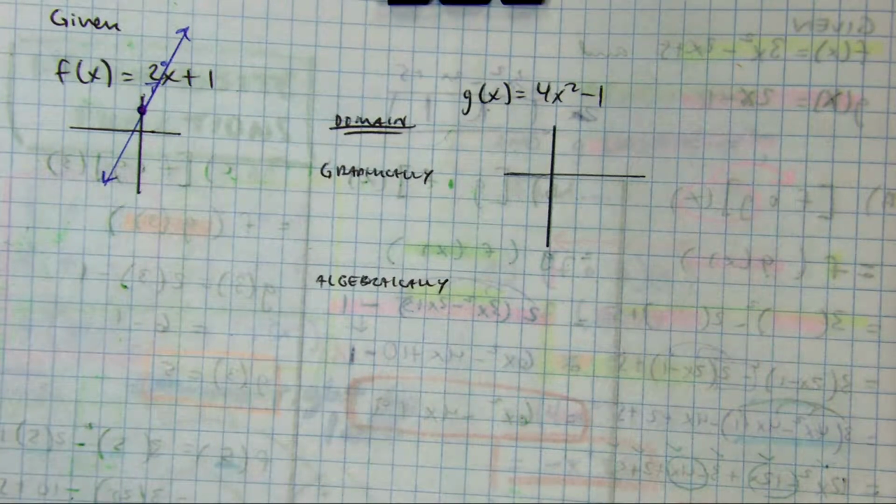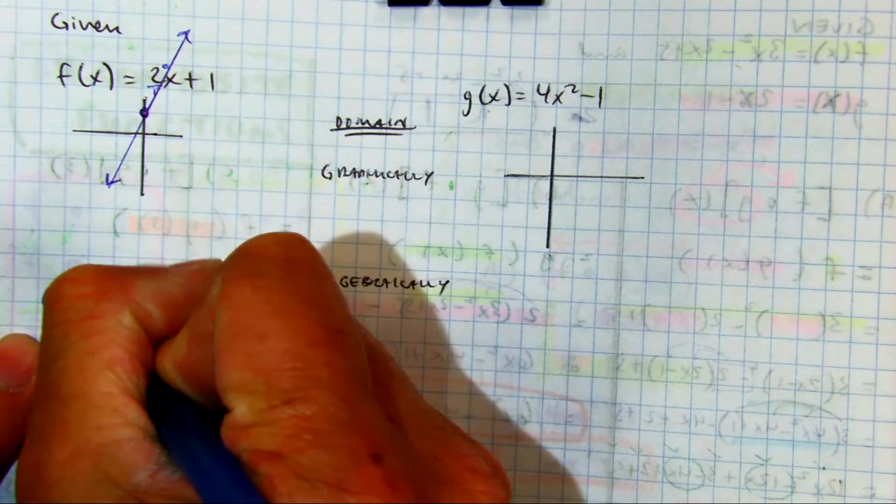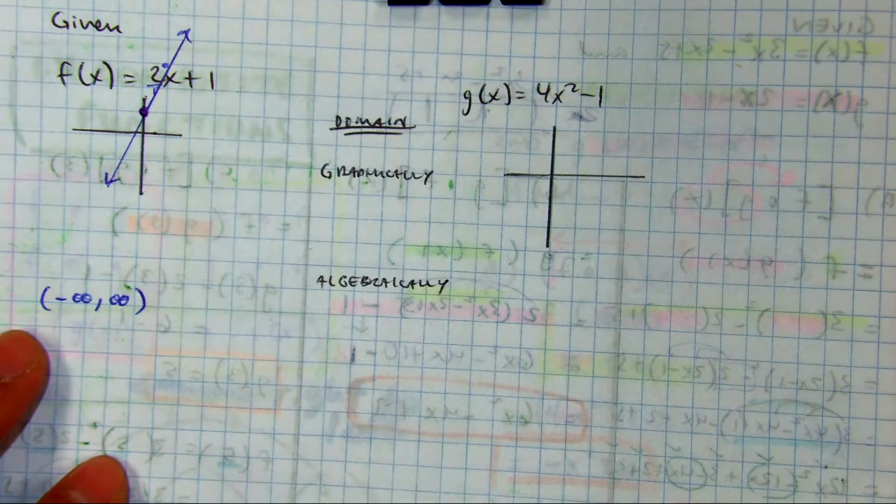Cynthia, do you normally find the domain? How would you describe the domain to someone? I would say it's negative infinity. She says the domain is negative infinity to positive infinity. Thumbs up, thumbs down. That is correct.